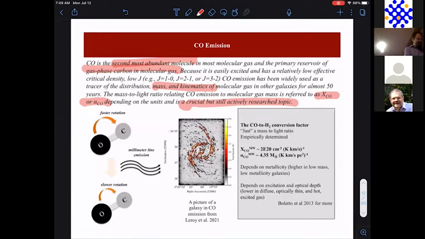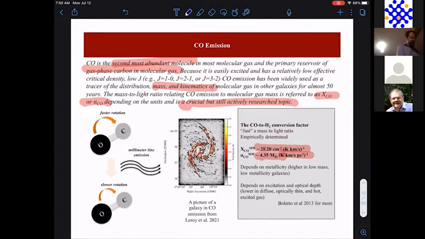So I've included a few notes here just defining the CO to H2 conversion factor. This is just a mass to light ratio, meaning that this is just expressing the conversion between luminosity, often expressed in these terrible units of CO emission, and the mass of molecular gas that you expect to be associated with that. This is a CO 1 to 0 conversion factor. This can also be expressed in XCO units.